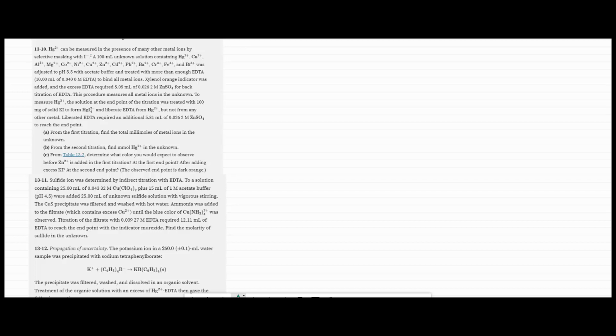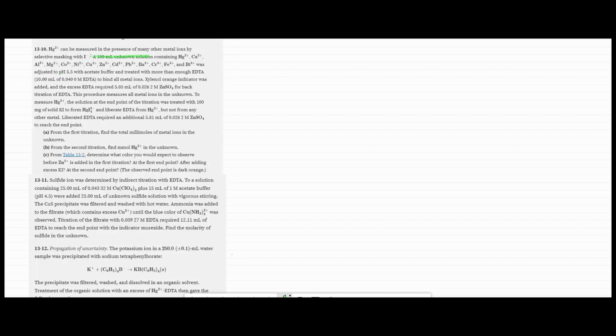Number 10 has a lot of information, and this is a really good place to point out what is extra information and what you actually need. You actually need that you have a 100 milliliter solution. What you don't need is all of the stuff inside of it, at least not yet.